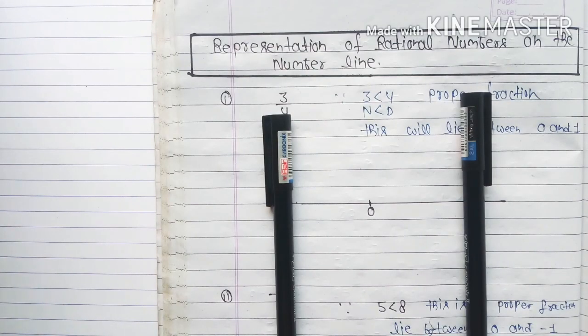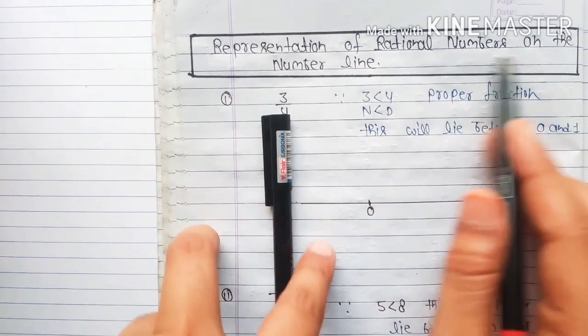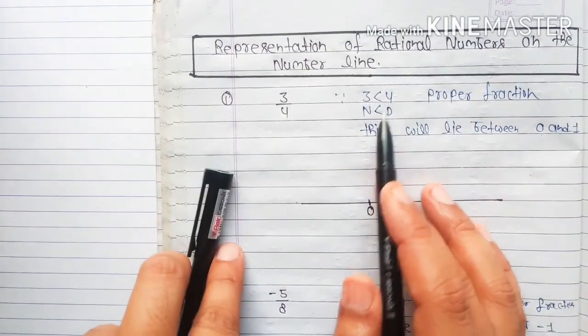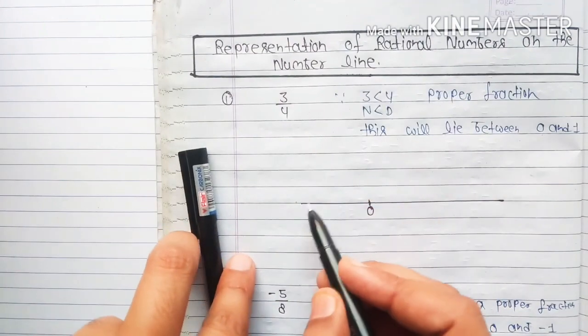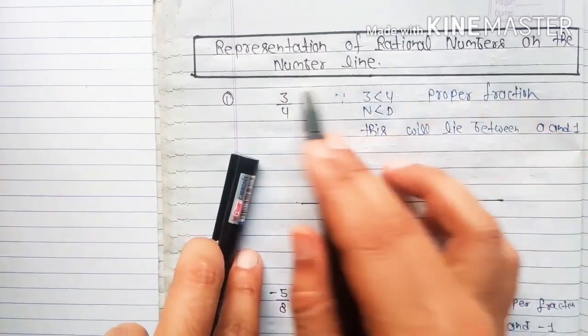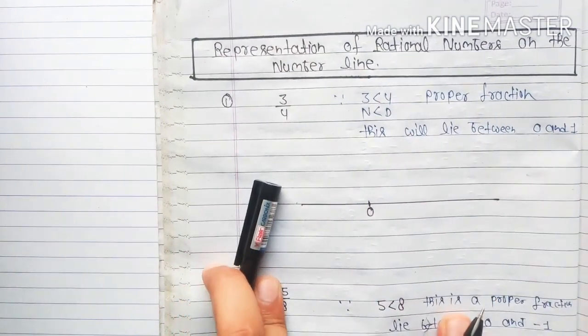Hello students, today we are going to proceed with rational numbers further. Now what is this? This is an important topic, representation of rational numbers on the number line. Students, before we see this, we have to know what a proper fraction and an improper fraction are basically.